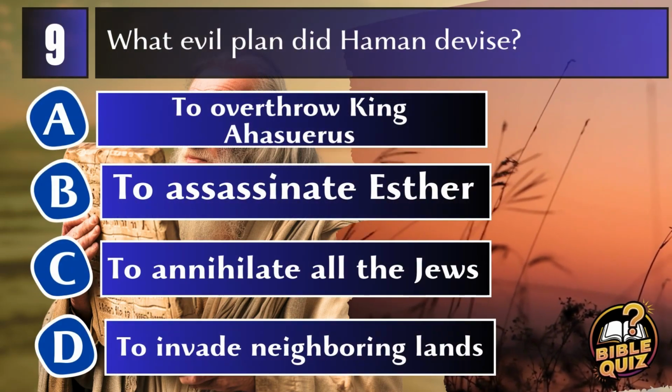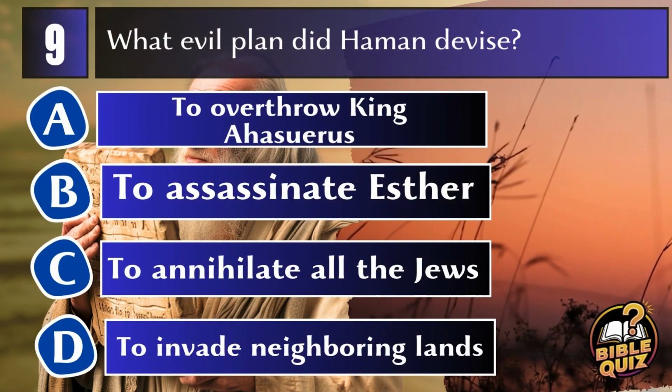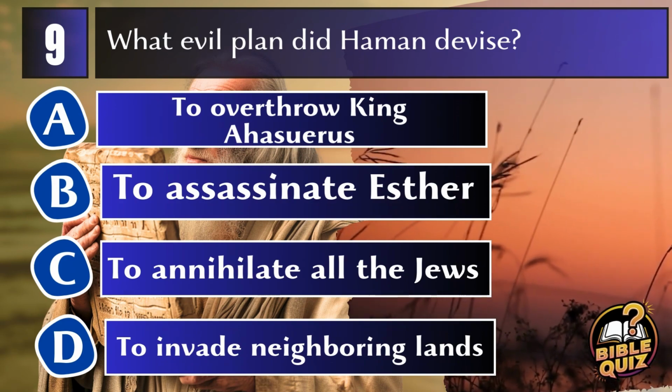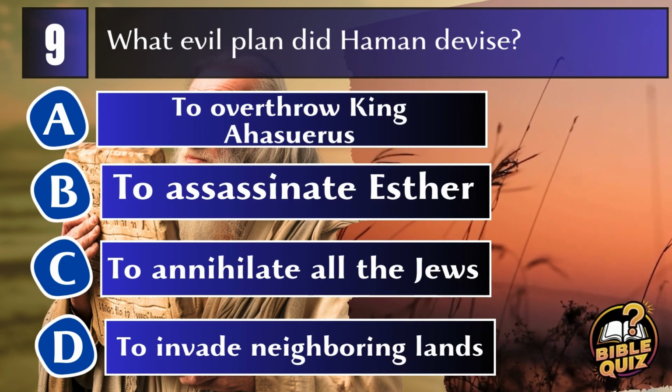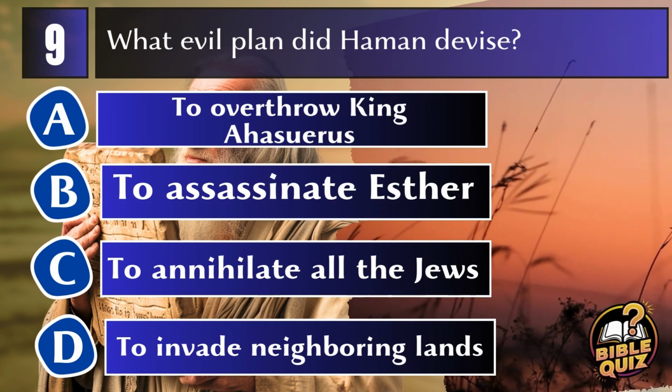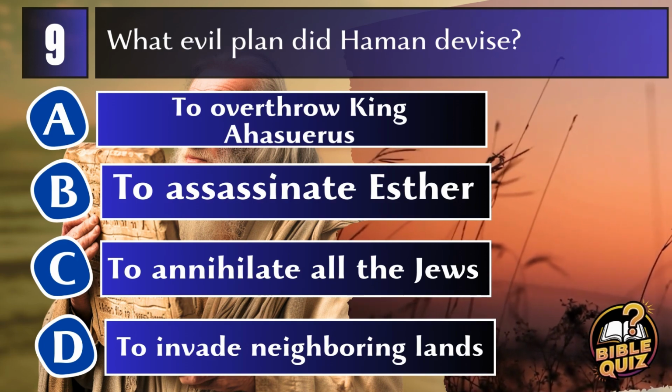Question 9. What evil plan did Haman devise? A. To overthrow King Ahasuerus. B. To assassinate Esther. C. To annihilate all the Jews. D. To invade neighboring lands.